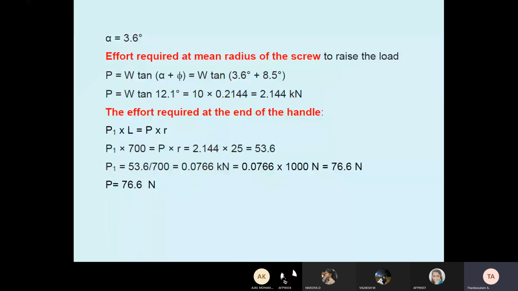We are applying load at mean radius. Now we have the effort required at the end of the handle. So for the end of the handle, you have to use the formula P1 into L equal to P into R. Therefore, P1 into 700 equal to P into R, P equal to 2.144 into 25. Therefore, final answer equal to 76.6 Newton.